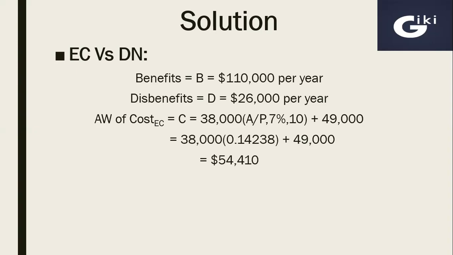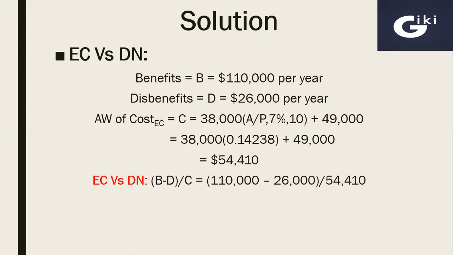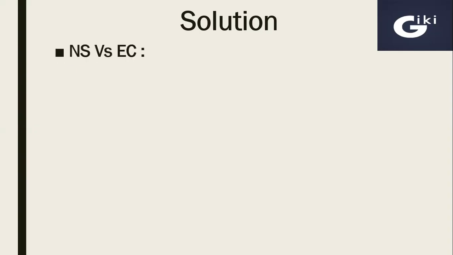Now we have everything in terms of annual amounts, or annuities. Now we can compare EC with do nothing, or we can calculate benefit cost analysis or benefit cost ratio. So formula is benefit minus disbenefit divided by cost. 110 minus 26 divided by $54,410. So this is 1.54. So the B over C ratio for extra cameras is greater than 1. So this option is economically justified. Now we'll eliminate do nothing and compare extra cameras with new sensors.